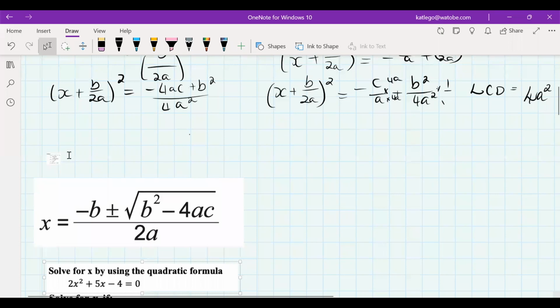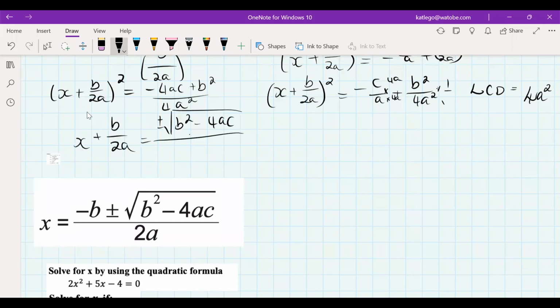Okay, so once you square root everything, guys, this is where you must be left up. Let me fill in that step. Square root everything, you're going to be left with x plus 2b over 2a equals plus minus, don't forget it, the square root of b squared minus 4ac over the square root of 4a squared, which is 2a. And then you take your b over, and this is the formula we have. So all of that was just to find the quadratic formula.